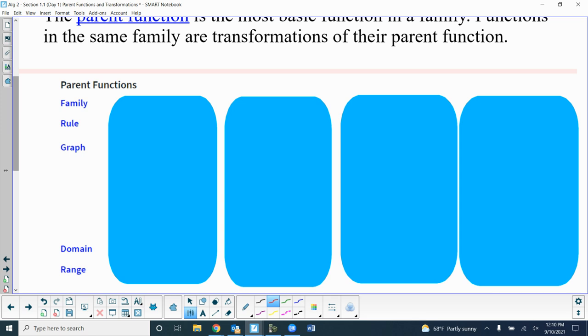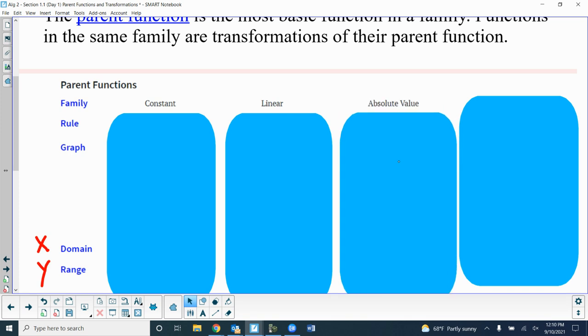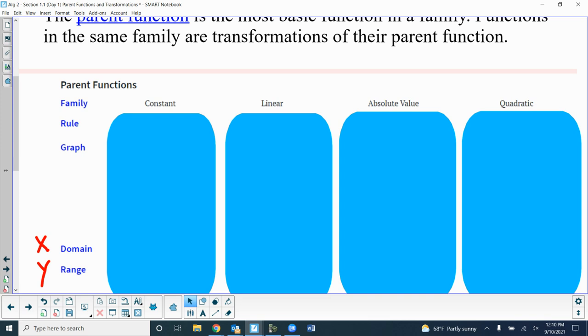And then we're going to talk about domain and range. You guys already know domain is which values? The x values. And the range is the y values. So we already know that, right? We've been working on that stuff. Okay, so our four families are constant, linear, absolute value, and quadratic. Those are the four main ones we're talking about.